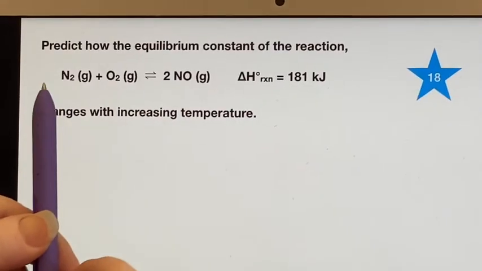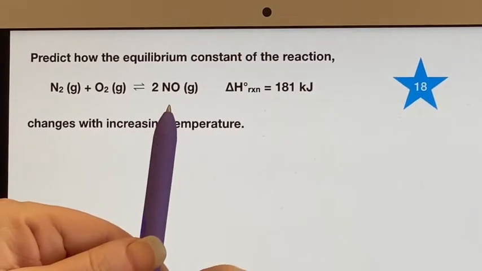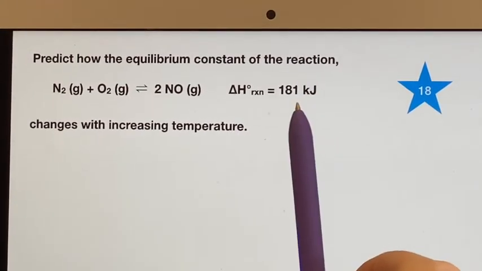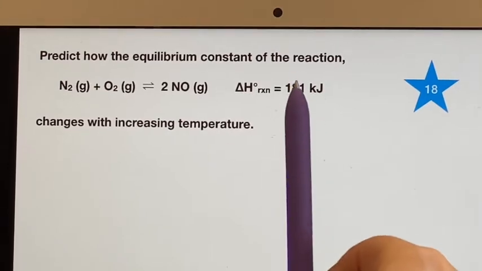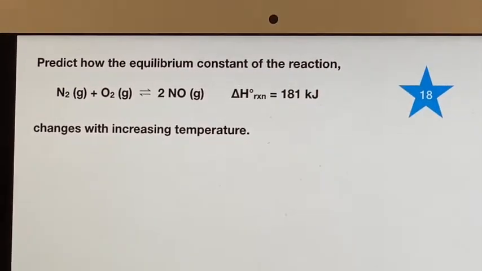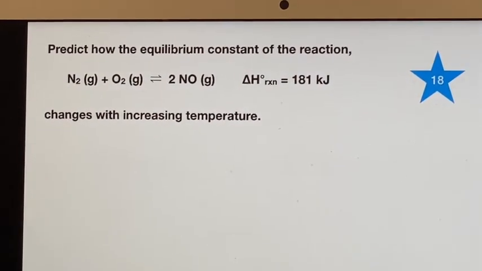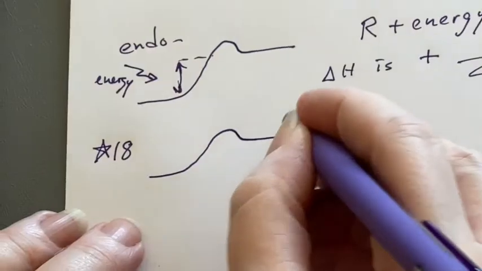This is our friend, the nitrogen and the oxygen, getting into equilibrium with nitrogen monoxide. It says here the delta H is a positive number. So this is an endothermic reaction. You're going to have to put energy into it to make it happen. So if you have to put energy into it to make it happen, you're going to want to think of it as being this shape.